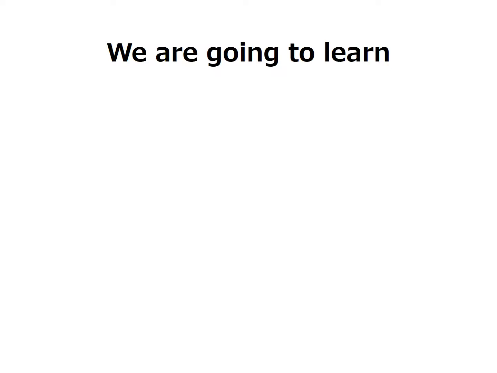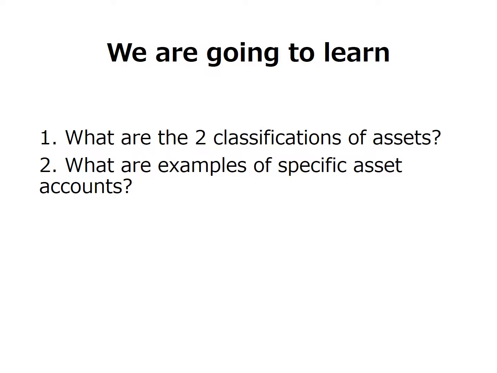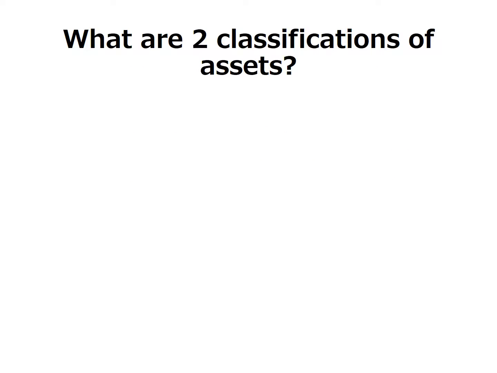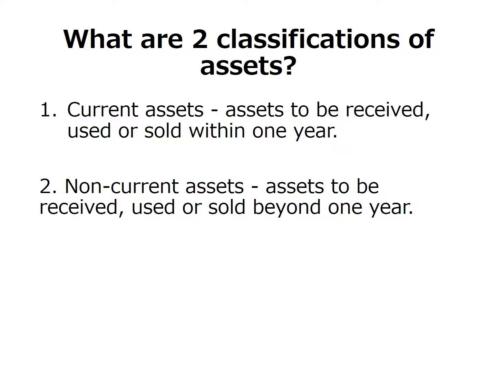In this lesson, we are going to learn what are the two classifications of assets? What are examples of specific asset accounts? Assets are presented in the reports as current and non-current assets. Current assets are assets to be received, used, or sold within 1 year, while non-current assets are assets to be received, used, or sold beyond 1 year.